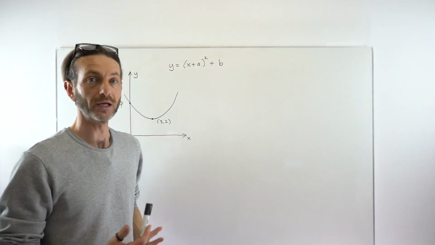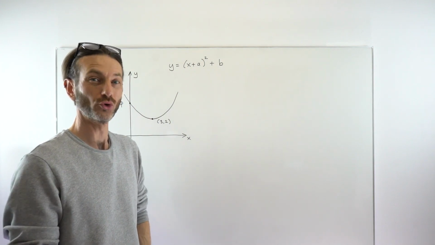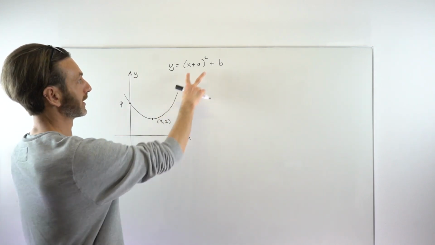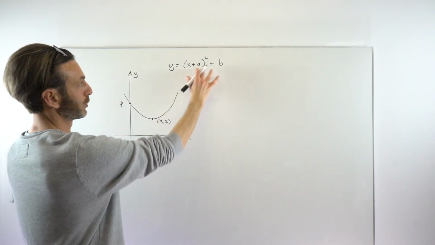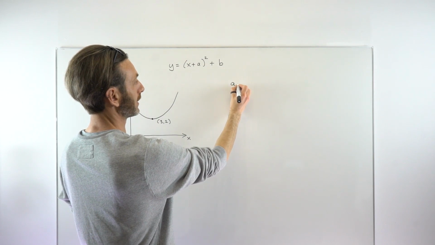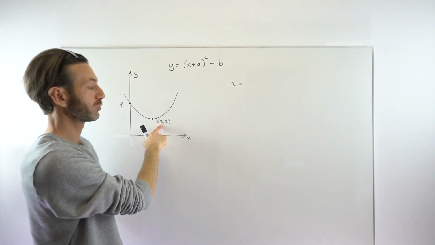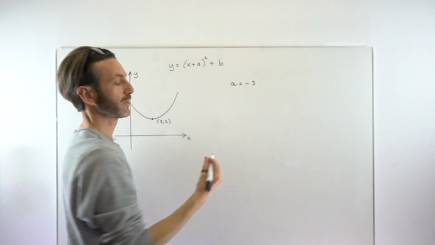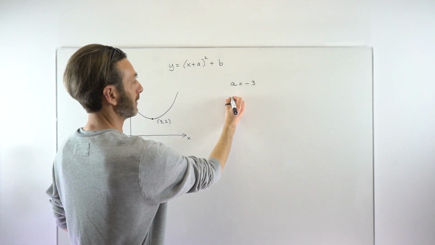Notice that that first part is worded "state". State really means write down. In other words, there shouldn't be any working to find a and b, because the turning point correlates directly to the completed square form. So just by looking at these, we should be able to figure out the a and the b values. The a value in this case is to do with the x coordinate of the turning point. But because the x coordinate is positive 3, the a value needs to be minus 3. That's just the way that those correlate. You just need to know that as a fact.